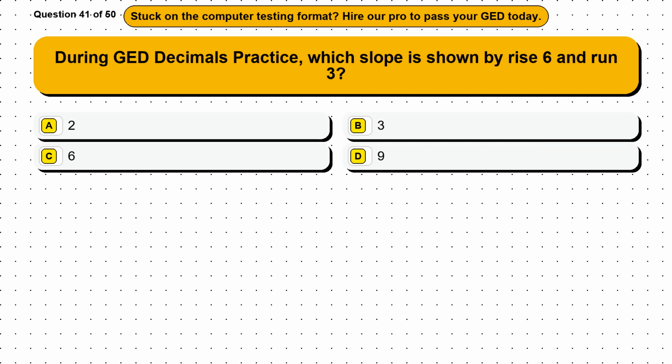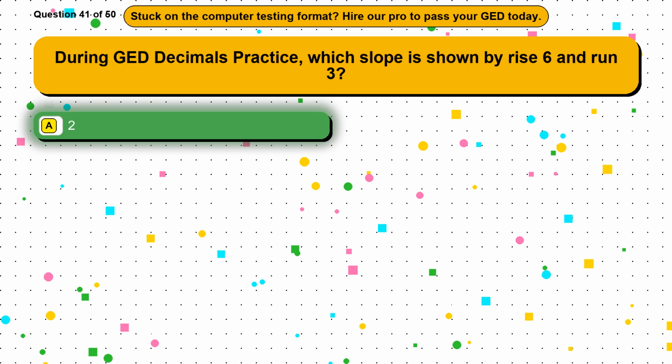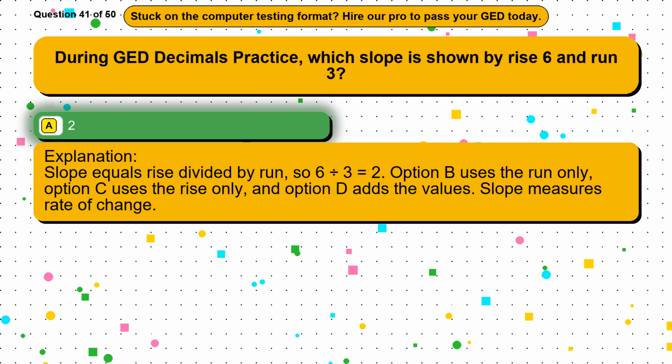Question 41. During GED Decimals Practice, which slope is shown by rise 6 and run 3? Option A 2. Option B 3. Option C 6. Option D 9. The correct answer is option A. 2. Slope equals rise divided by run, so 6 divided by 3 equals 2.